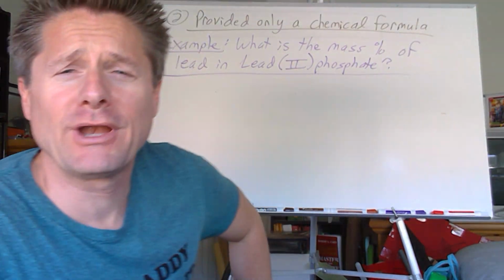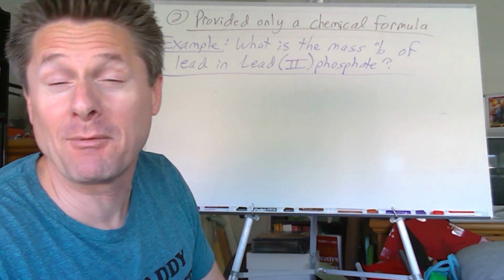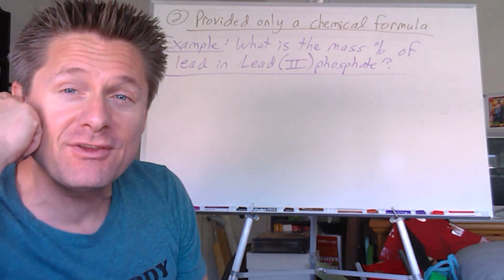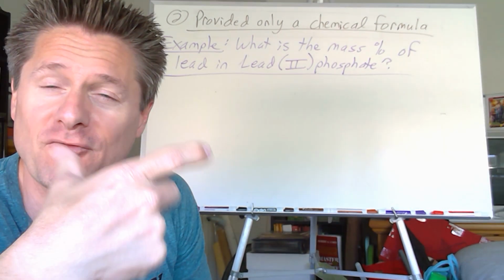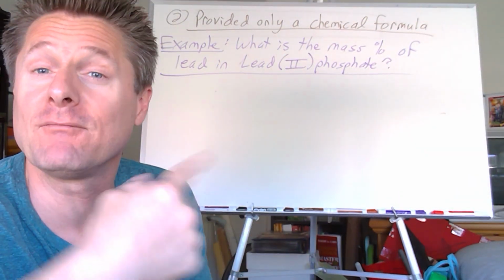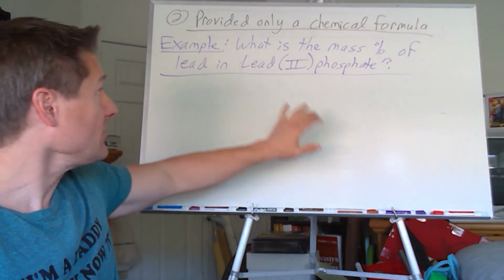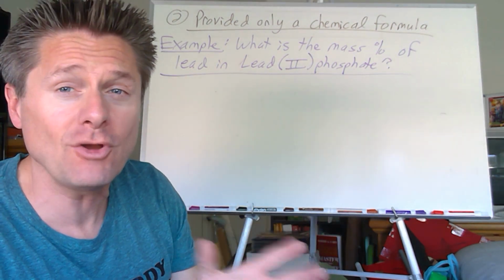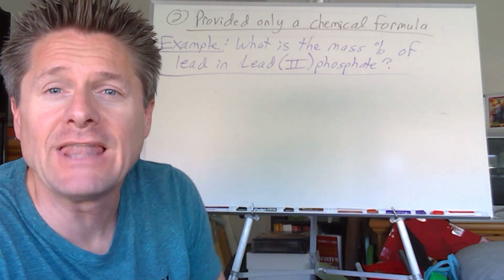All right, I was a boogerhead on this one. I didn't even give you the chemical formula. I just gave you the name. You should be able to go from names to formulas. We went through that. You should be able to go from a chemical formula to a name and a name to a chemical formula. So we've got lead(II) phosphate, and that's all we know. There's no data. What's the mass percent of lead in it?